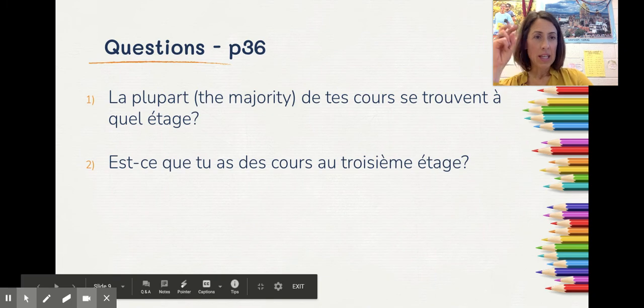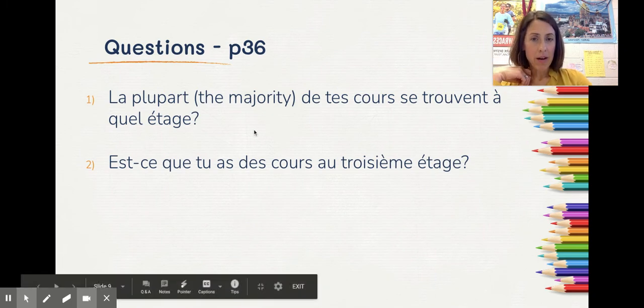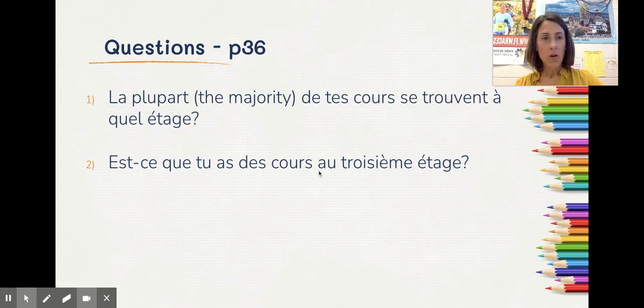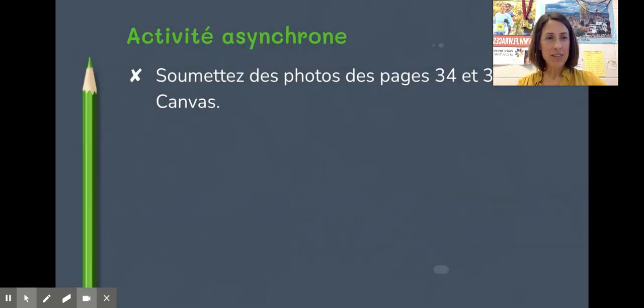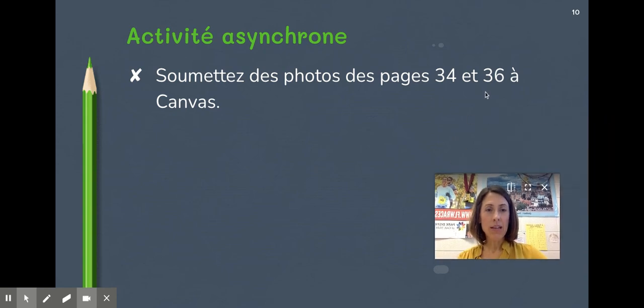Et puis, il y a deux questions à la page 36. La plupart de tes cours se trouvent à quel étage? Et est-ce que tu as des cours au troisième étage? Certains élèves oui, d'autres non. D'accord? Ok, voilà. Et quand vous avez fini, soumettez des photos des pages 34 et 36 à Canvas.